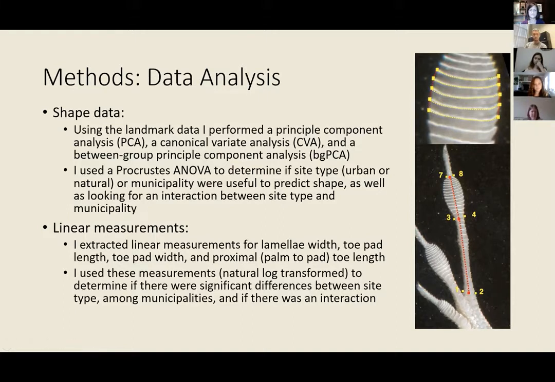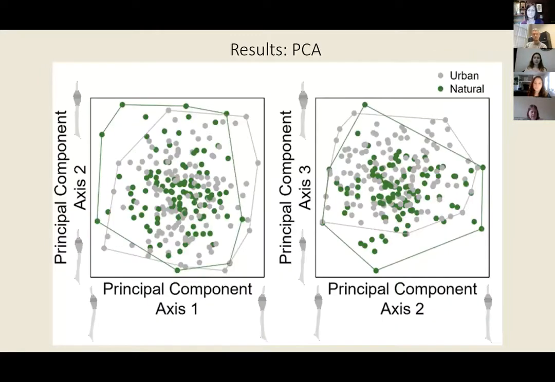So I used those linear measurements and natural log transformed them to determine if there were significant differences between site type among municipalities, and to look for an interaction between site type and municipality as well. So the first result we have is the PCA.